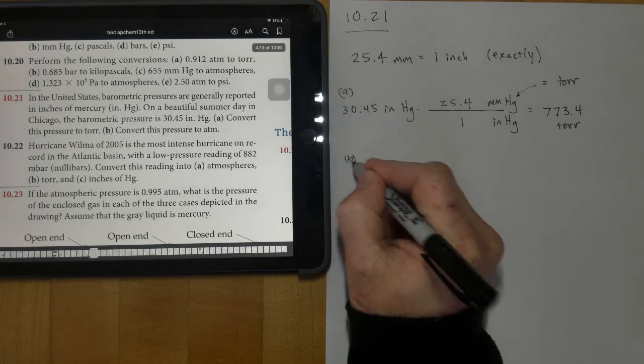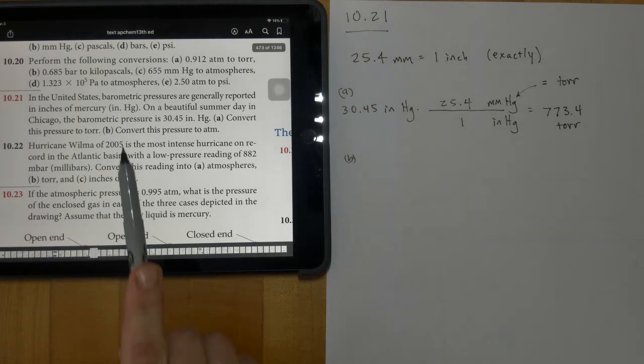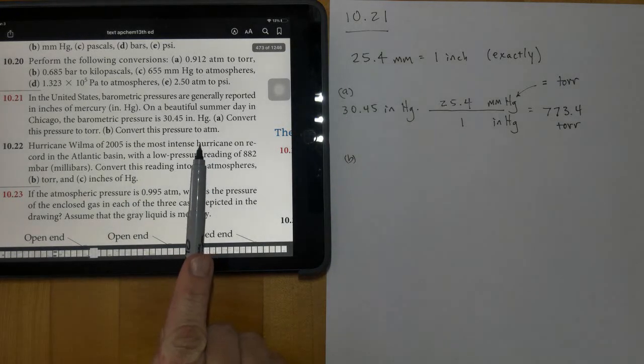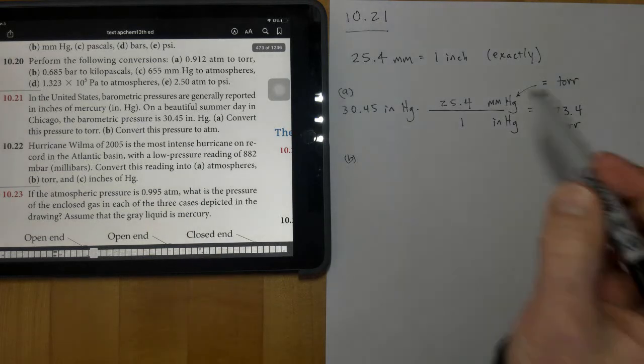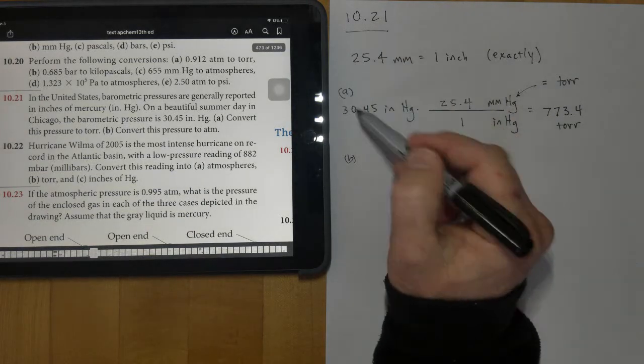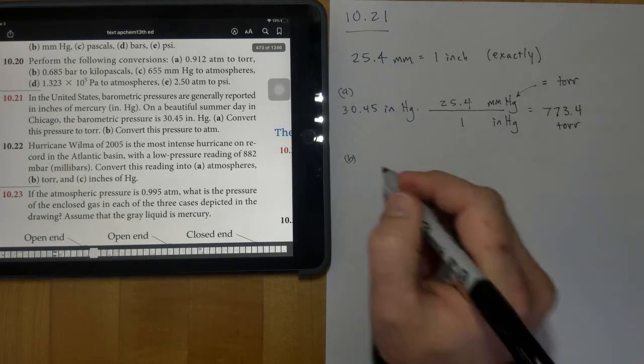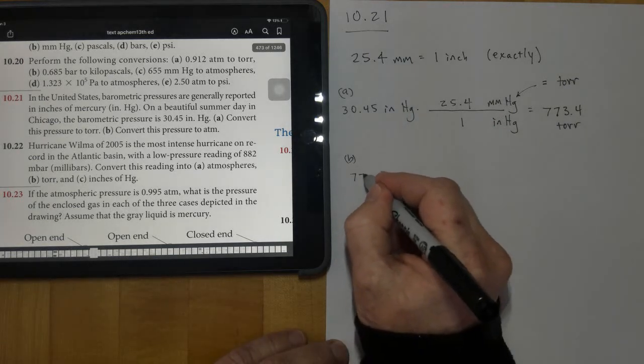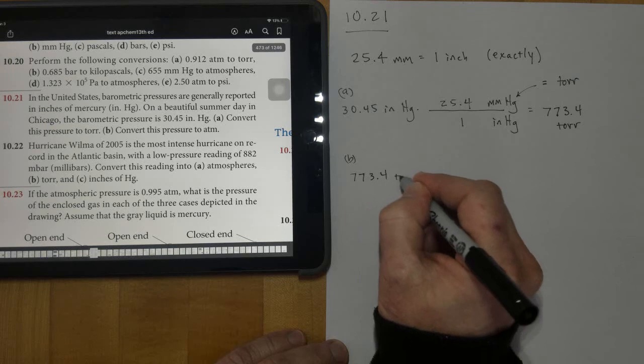And then letter B, convert this pressure to atmospheres. So there's a couple different ways you could do this. You could start once again with the inches of mercury, or you could use the torr that you already solved for in letter A. So 773.4 torr.